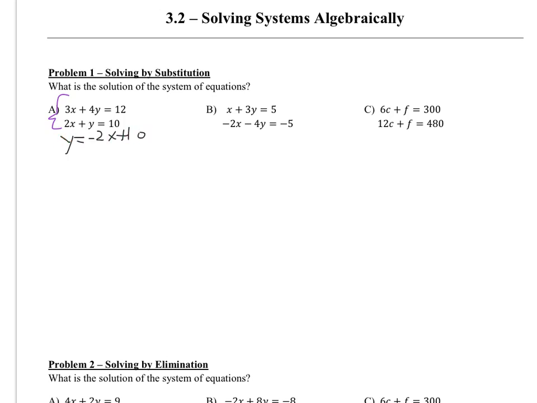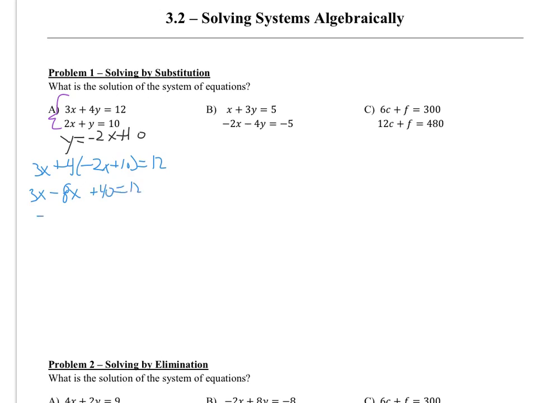Now you use this equation, which is my second, and plug it into the first equation. So we're going to plug it into this y, because that's what y is equal to. We have 3x plus 4y. Now instead of writing y, we write what y is equal to. So I'm going to have 3x plus 4 times negative 2x plus 10. I'm going to first distribute. So this becomes negative 8x plus 40 equals 12.